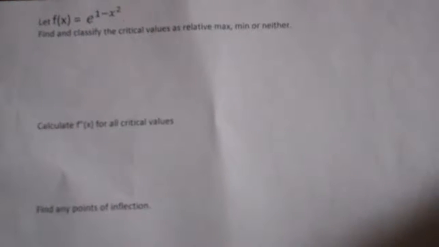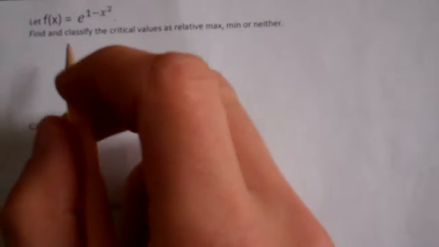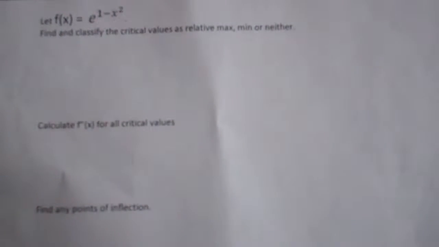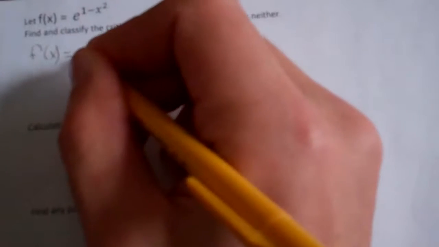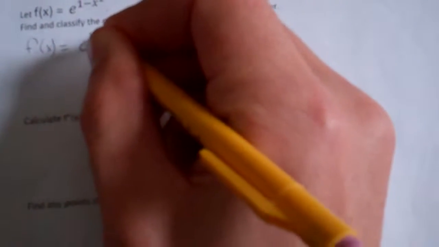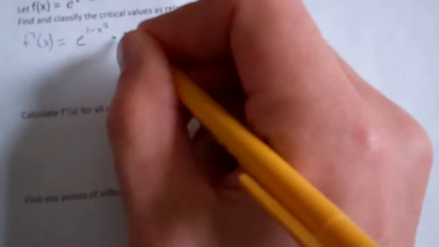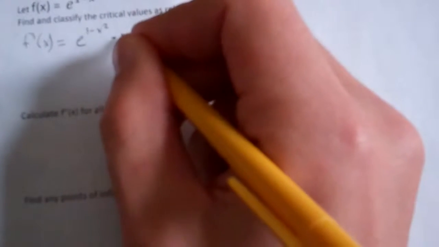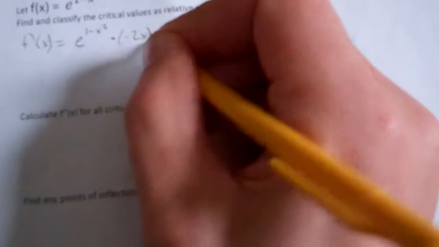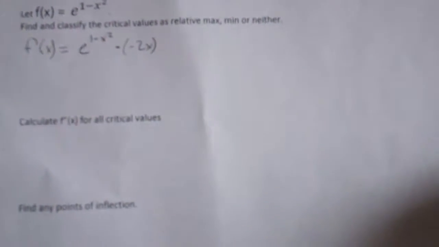In order to find the critical values of f of x equals e to the 1 minus x squared, the first thing we need to do is take the first derivative using the chain rule. The derivative of e to the u is e to the u times du dx, which in this case is negative 2x. And we need to find all the spots where this is undefined or 0.